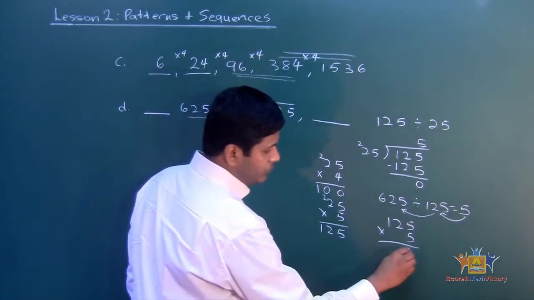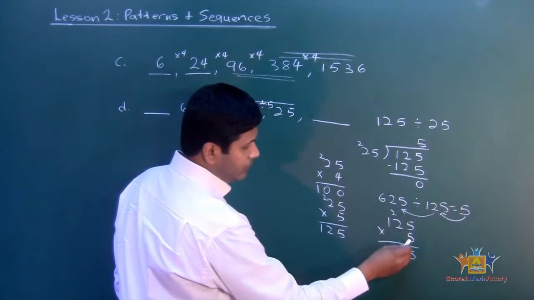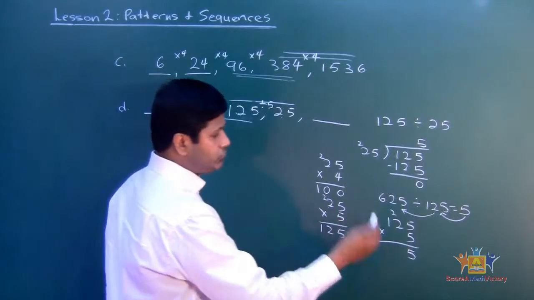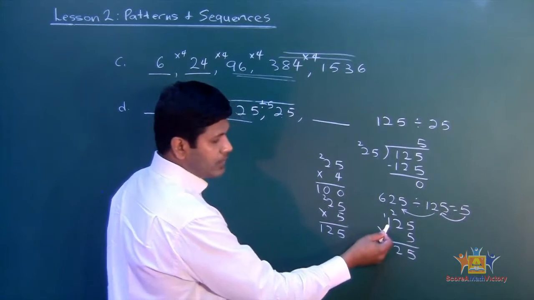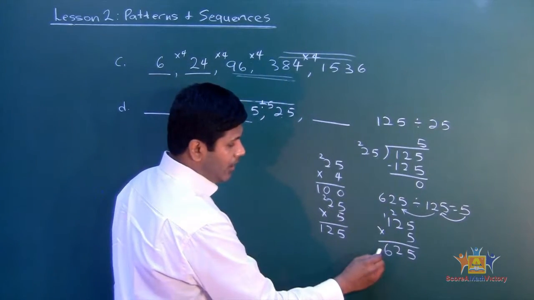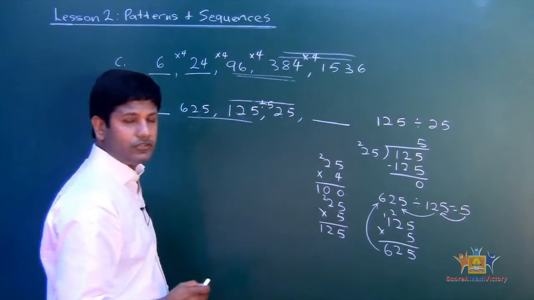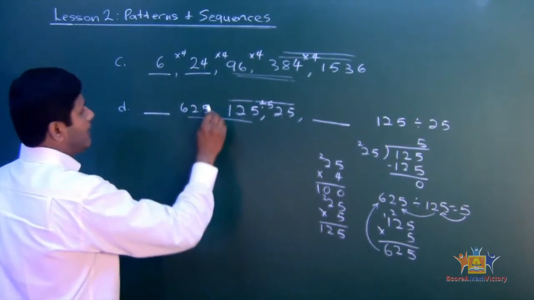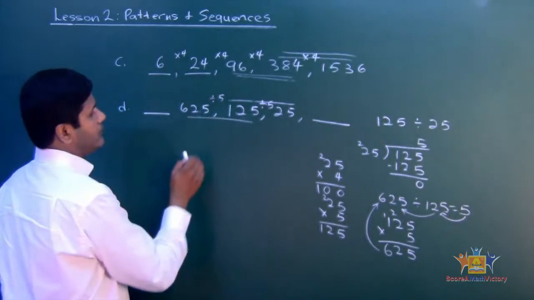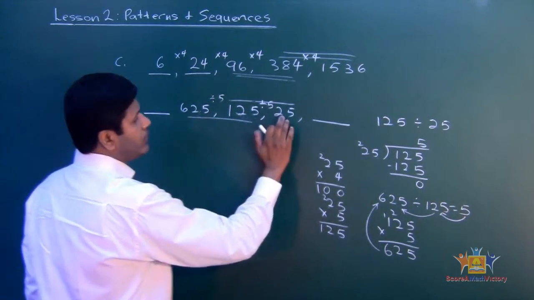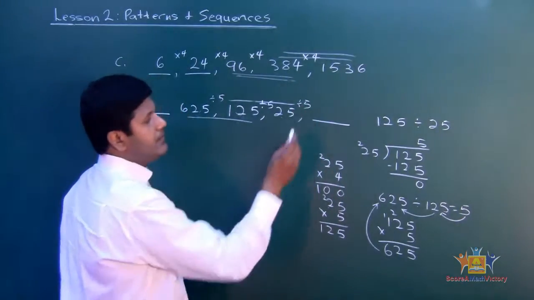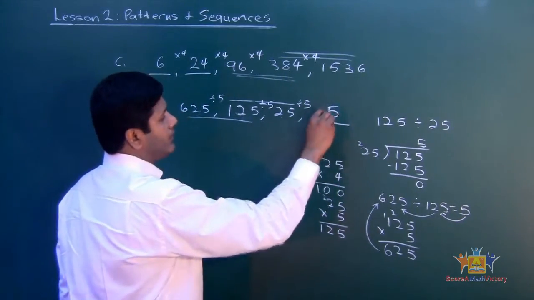5 times 5 is 25. So 5, carry 2. 5 times 2 is 10, plus 2 is 12. 2, carry 1. Alright? 5 times 1 is 5, plus 1 is 6. Oh, look at that. It does. So that proves it to us. Everything is divided by 5. So divide this by 5 gives me that. Divide that by 5 gives me that. That means 25 divided by 5 gives me 5. I filled in that one right there.